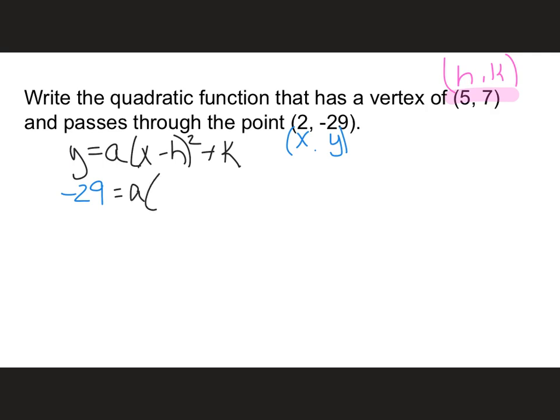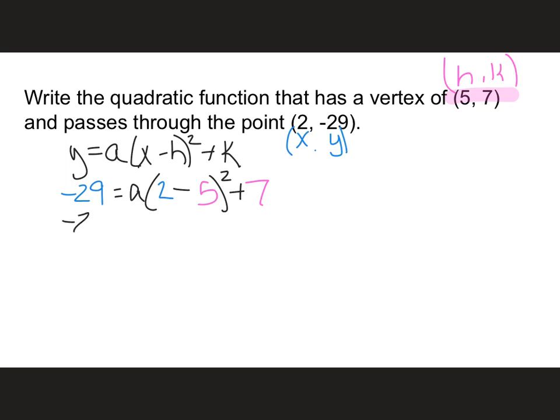X is going to be 2, and that's coming from that second ordered pair. Then we're going to have minus, h is going to be 5, and plus k is 7, so plus 7. And then that should be enough information for us to be able to solve for a, so that we can then write the final form.